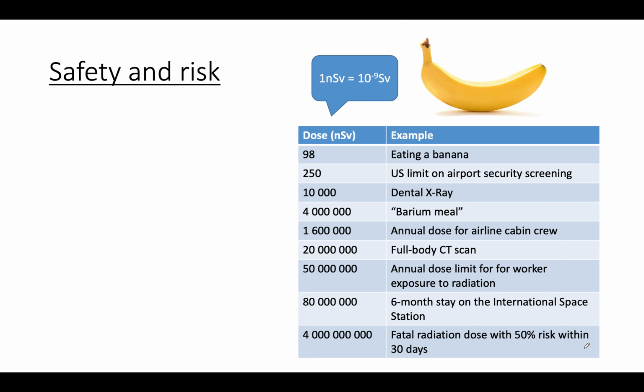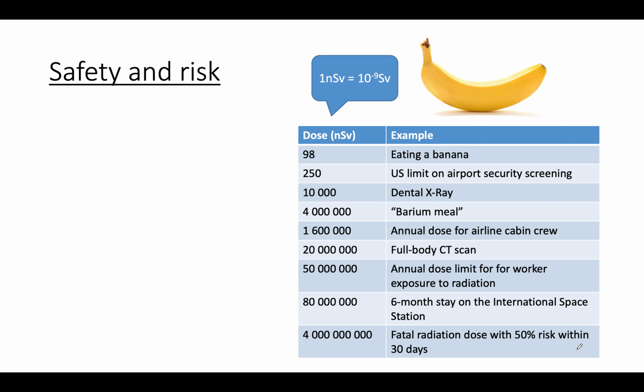So let's have a look at an example. I told you that dose is measured in sieverts. Now a sievert is often divided up into smaller units. So to make the numbers a bit easier to understand, I've given the values here in nanosieverts. Can you see on the table there the small n prefix to the Sv, nano? A nano is 10 to the minus 9 of something. So 1 nanosievert is 10 to the minus 9 sieverts.